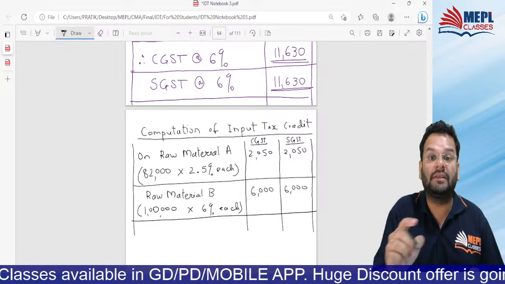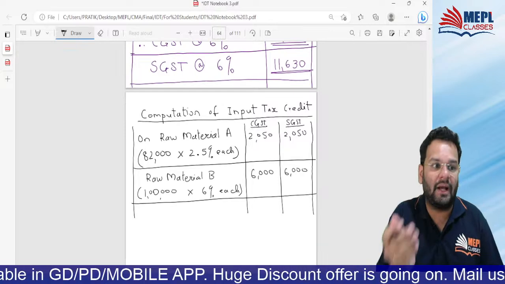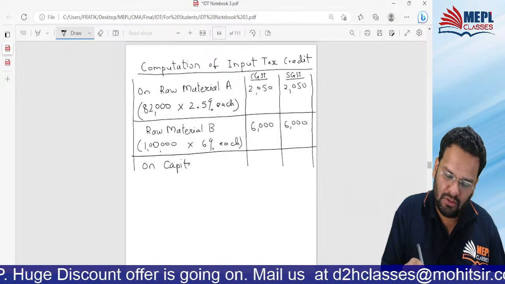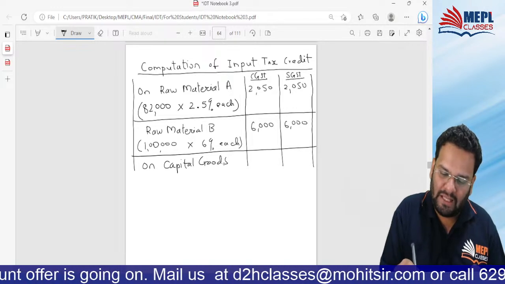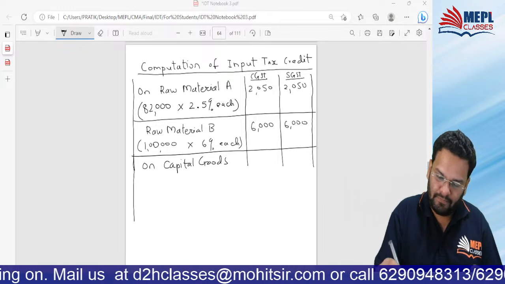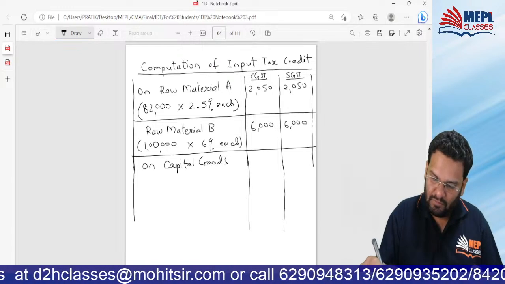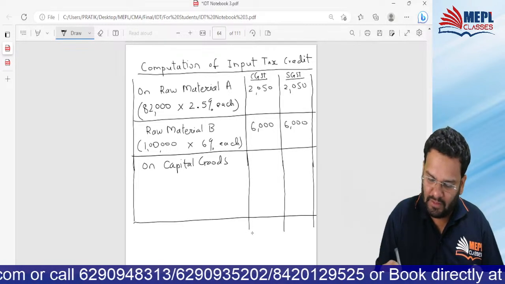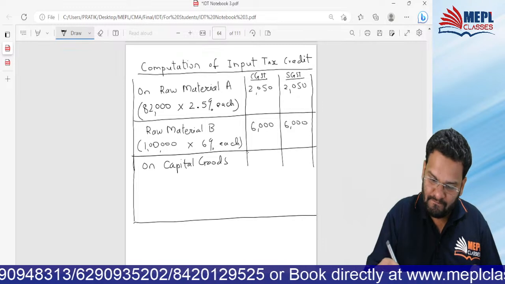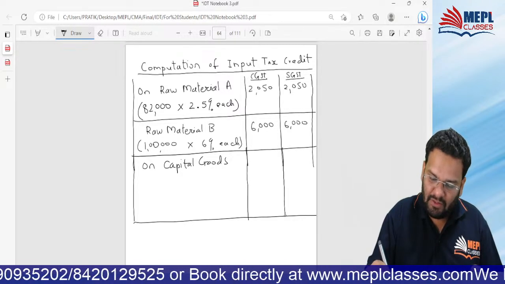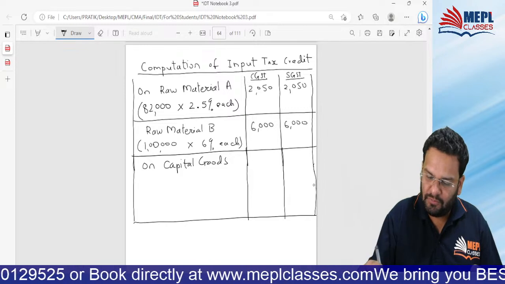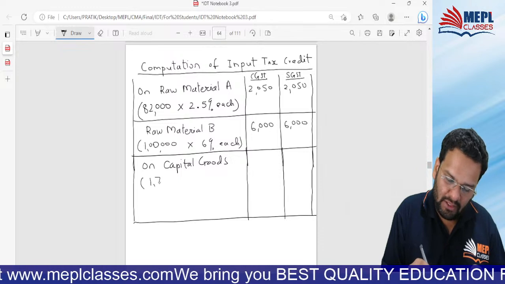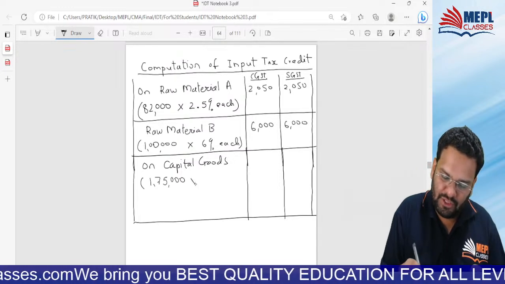And guys, finally, on machine also you should take ITC. So on capital goods, machine, whatever you call it, on that also you should take ITC. So you know that on cap goods, 1,75,000 was cost of cap goods. On that 1,75,000, you calculate at 6% each.